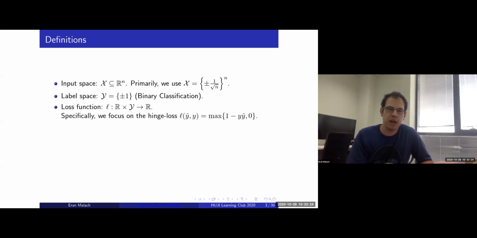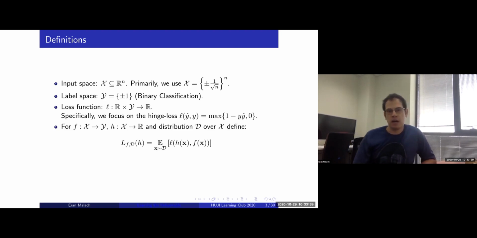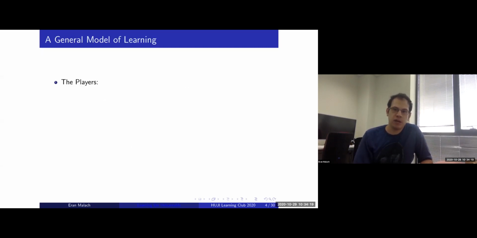We have the loss function, which typically gets a number and a label and outputs the loss on the prediction with respect to the label. I will mainly focus on the hinge loss, which is a popular choice for classification problems. For two functions, one from example to label, this is the function f, and a hypothesis h, which is a function from example to some number, and some distribution D over examples, I will define the loss of h with respect to the target function f and the distribution D to be just the average loss over the examples. So this is fairly standard. We have a distribution over examples, we have a target function, which is our assumption on how the world is labeled, and the hypothesis is suffering a loss that is just the average over random examples. Okay, so this is just definition.